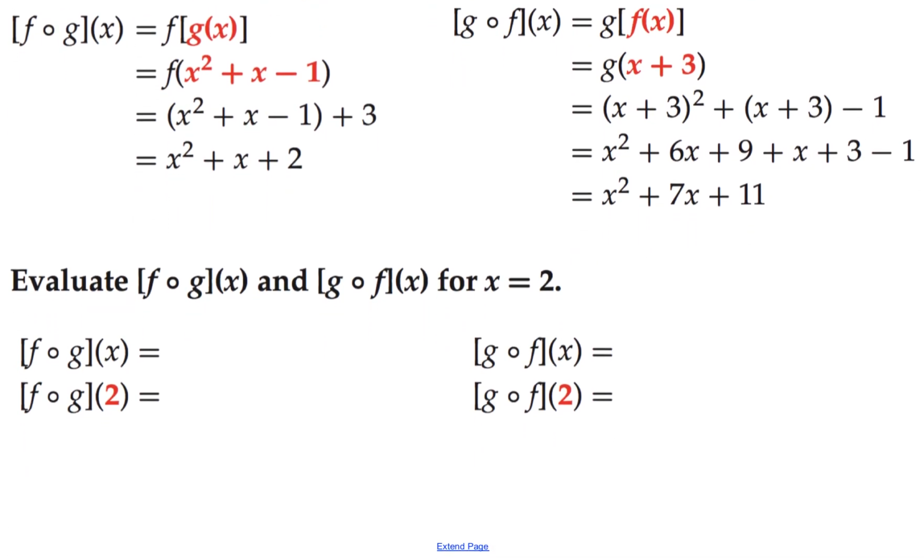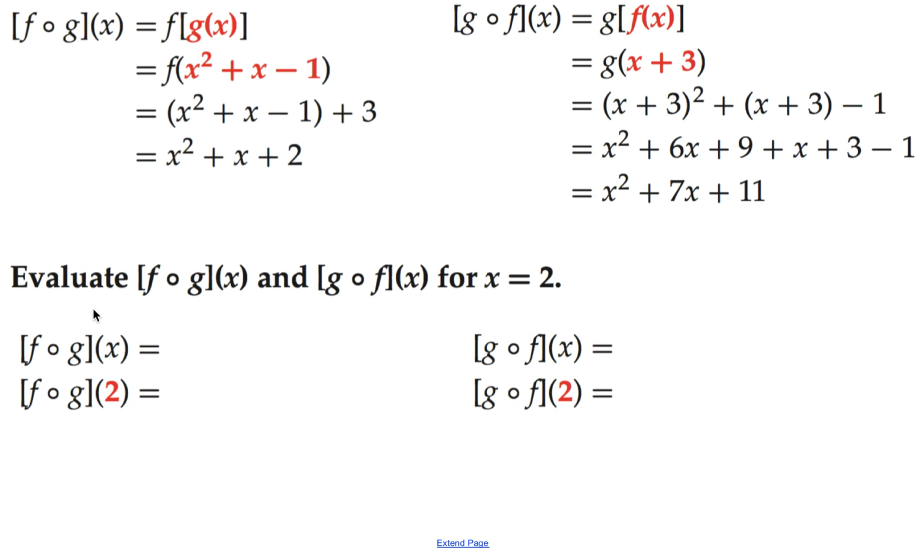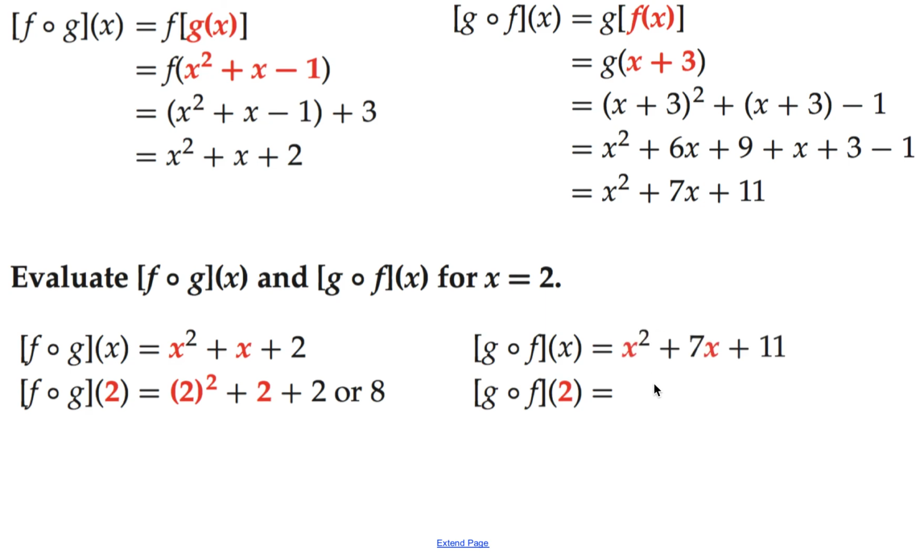And we're going to go one step further now. Our next part of the problem says evaluate these composition functions when x is equal to 2. So then we're going to take f composite g of x, which was this thing, and plug in the value 2 everywhere there's an x. So we get 2 squared plus 2, which is equal to 8. Likewise over here, we're going to take g composite f of x and plug in a 2 for x. So we'll get 2 squared plus 7 times 2 plus 11, which gives us a total of 29.